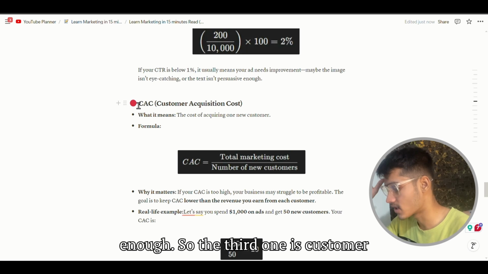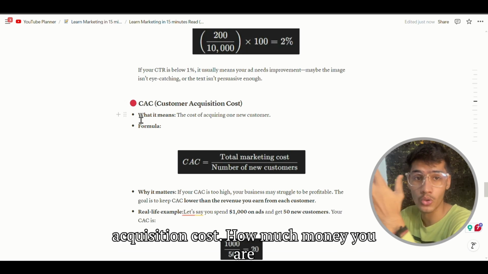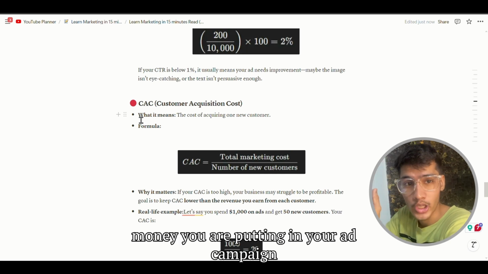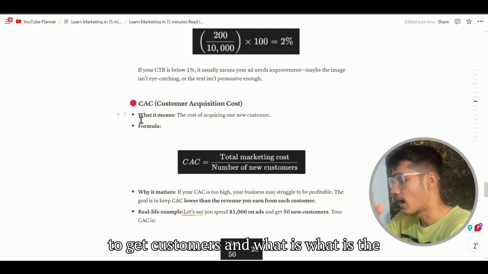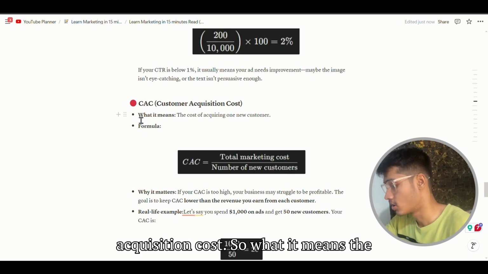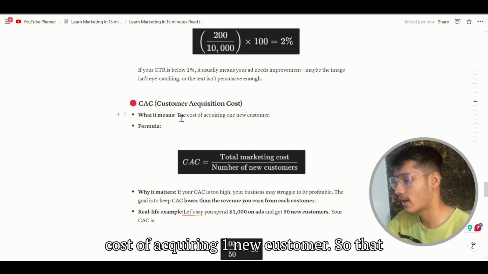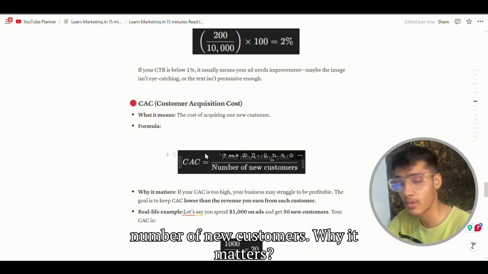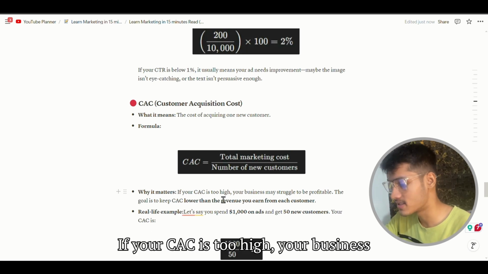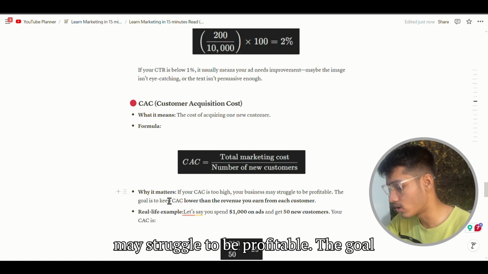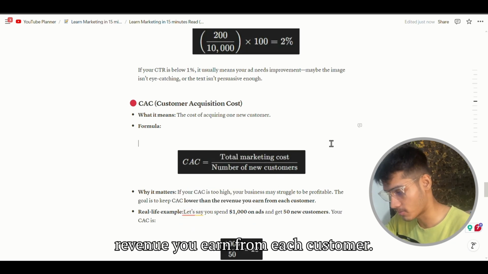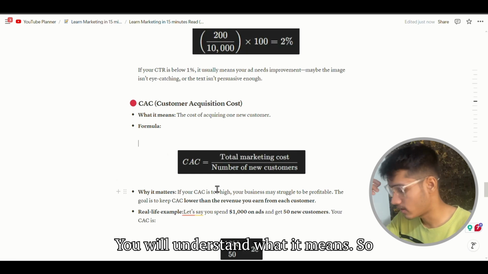So the third one is customer acquisition cost. How much money you are putting in your ad campaign to get customers, and what is the acquisition cost. So what it means: the cost of acquiring one new customer. So that is the formula: total marketing cost upon number of new customers. So why it matters? If your CAC is too high, your business may struggle to be profitable. The goal is to keep CAC lower than the revenue you earn from each customer. You will understand what it means.